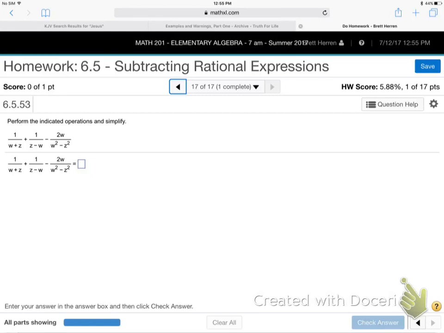All right. With this section, number 17, just to make sure. I'm just a little nervous you're not 100% comfortable with this. So let's do that one. 1 over w plus z, plus 1 over z minus w, minus 2w over w squared minus z squared.